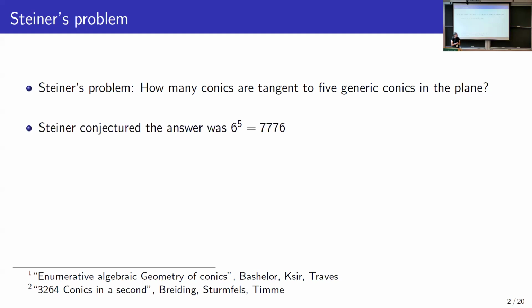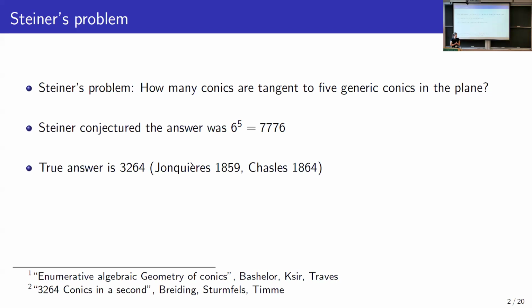So originally, Steiner conjectured that the answer was 6^5. And you can phrase this problem as a system of polynomial equations, and the 6^5 would actually be the Bézout bound of that system of equations. Now, the issue is that this isn't a generic system of polynomial equations, right? It's very structured, and so this is an overcount. So the true answer is 3,264.